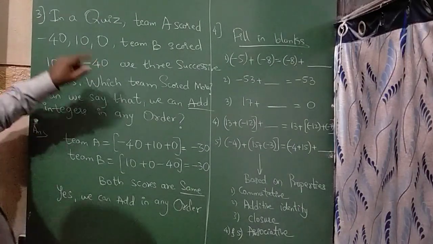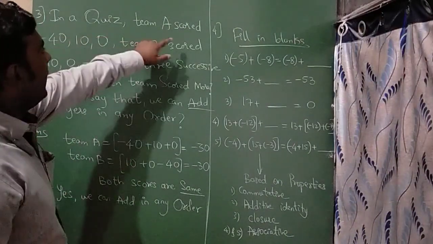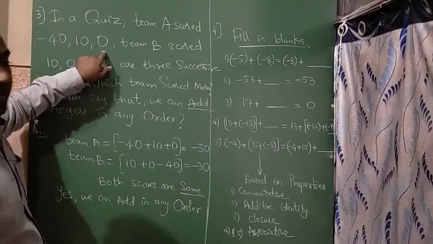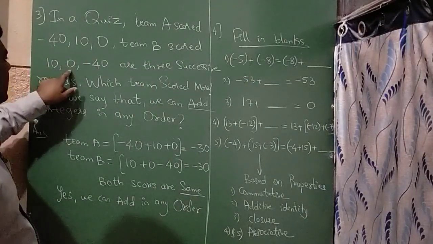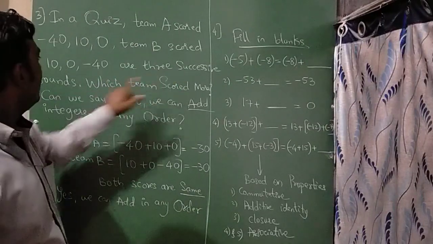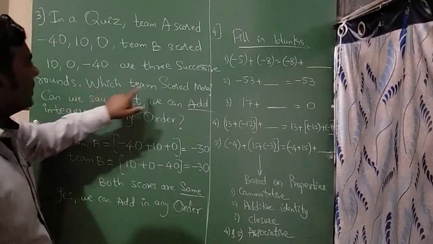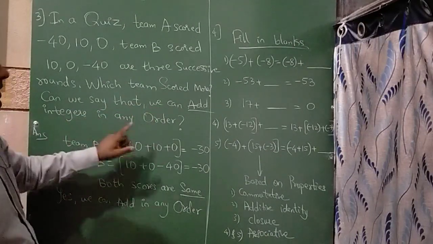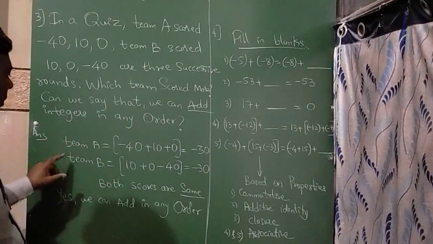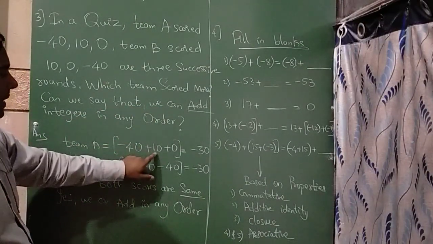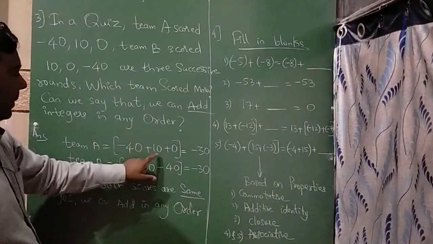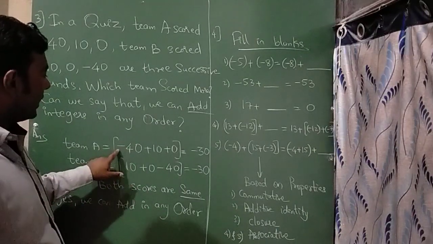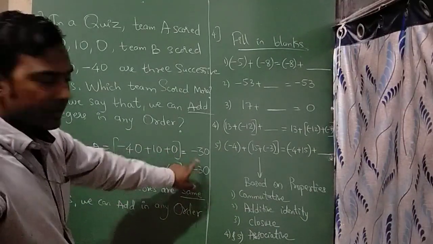Now the third question is, in a quiz, team A scored minus 40, 10, 0. Team B scored 10, 0, minus 40 in three successive rounds. Which team scored more? Can we say that we can add integers in any order? So let's see. Team A: minus 40 plus 10 plus 0. So 40 minus 10 is 30. 40 is the bigger number, so it carries the minus sign. So I have written minus here.